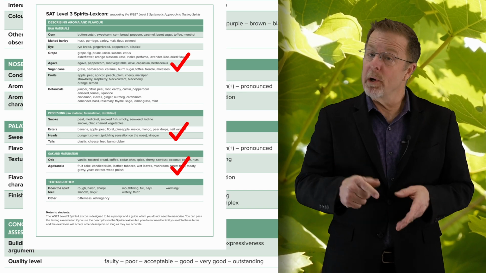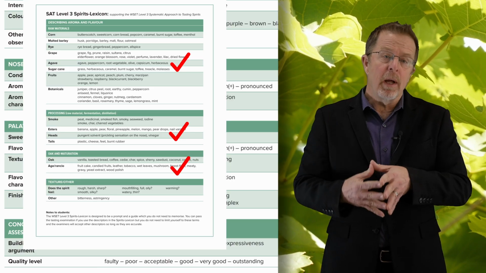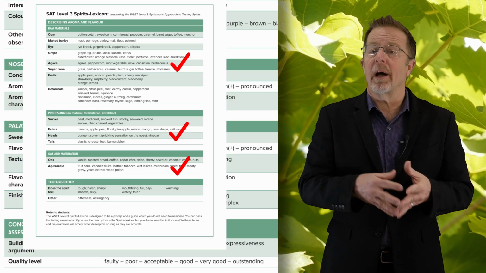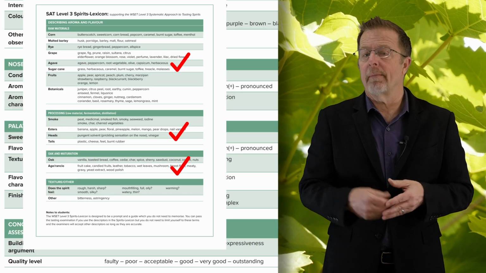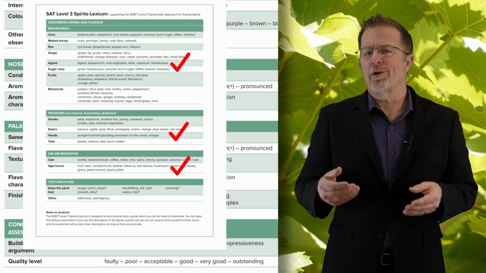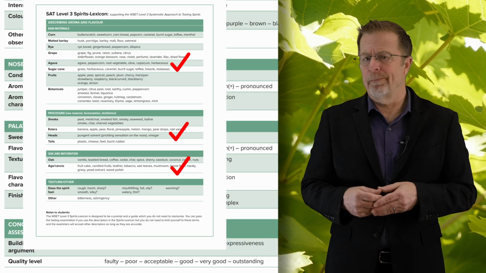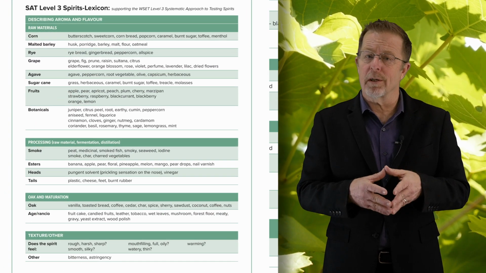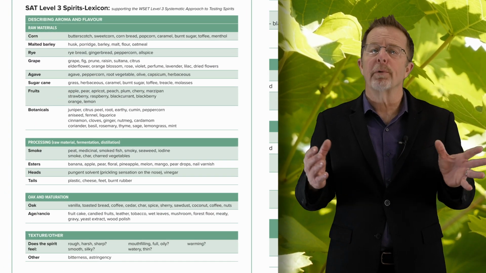Once 1 mark has been awarded for each present group, the remaining marks are given for any other valid descriptors up to the maximum of 4. And here's a crucial tip regarding this lexicon. You must use specific descriptors. Do not use group terms.